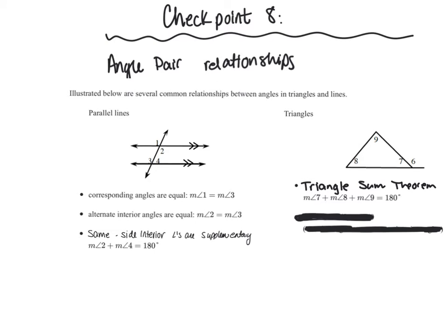And then we can look at angle relationships in triangles. In triangles, we have the triangle sum theorem, where the angles on the interior of the triangle add up to 180 degrees. And then we'll also be exploring the exterior angles theorem with this exterior angle. I don't want to spoil that for you, so we'll save that for your homework.